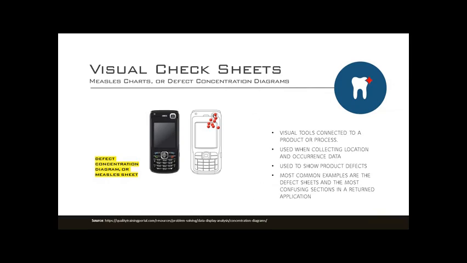Visual check sheets are used when collecting location and occurrence data of product defects. Defect sheets, or measles sheets as we also know them, may vary in the depth of analysis of the issue mapped, the lowest of levels being where markings are simply pointing to the area of occurrence of the defect.